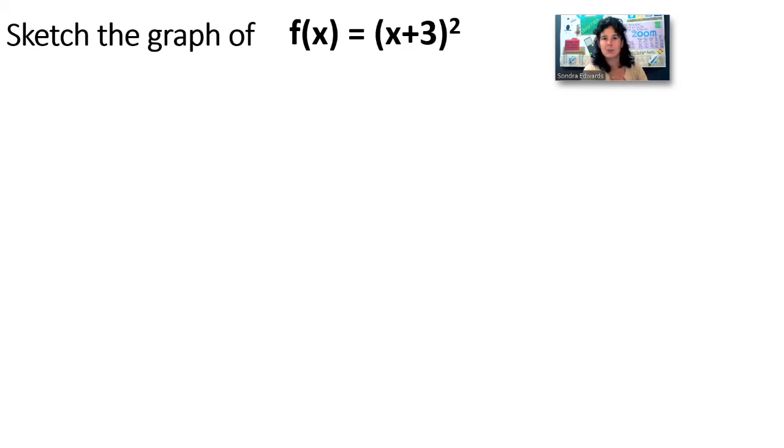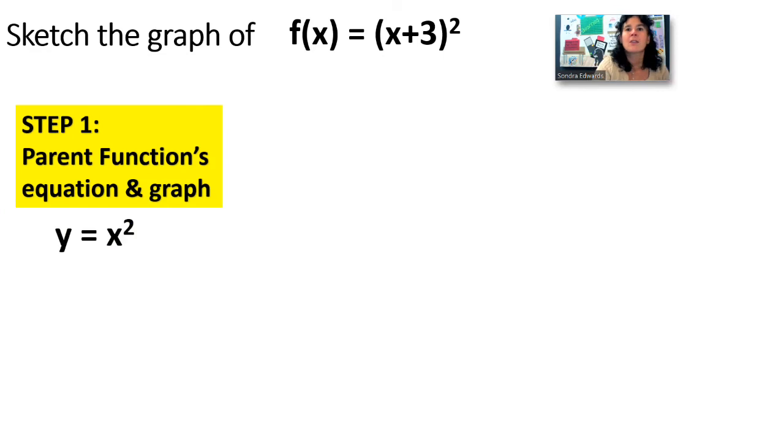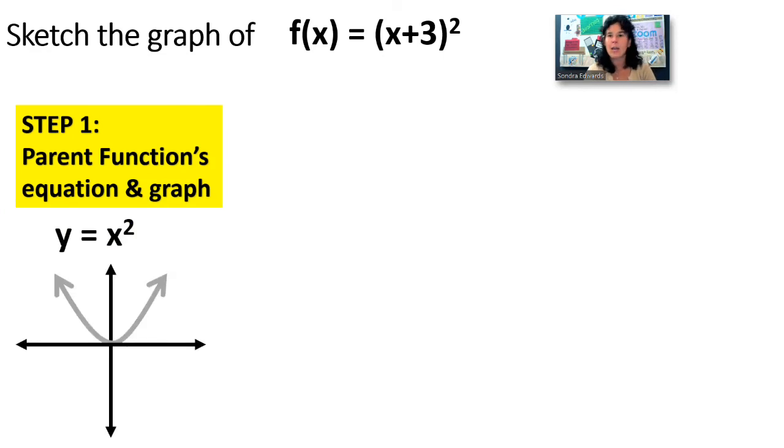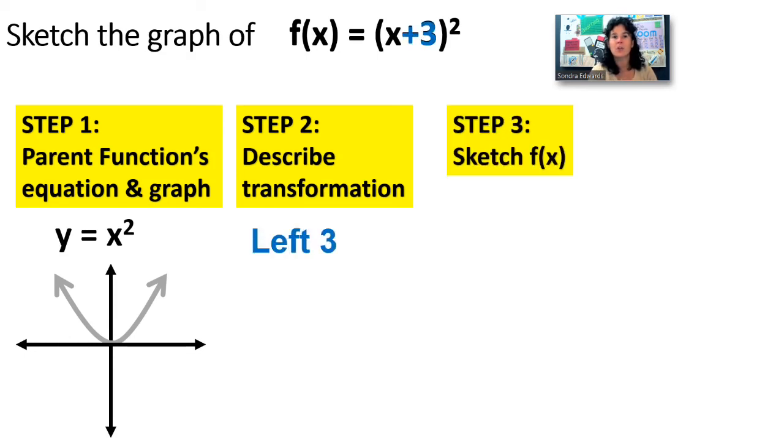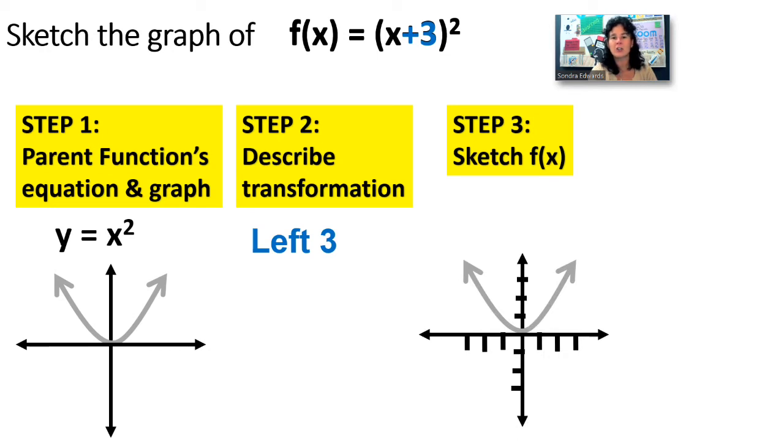Quantity x plus 3 squared. The parent function is still y equals x squared. Since we're inside grouping symbols, the plus 3 is going to move us left 3. So grabbing the parent function and dragging it left 3, we now have the graph of y equals x plus 3 quantity squared.